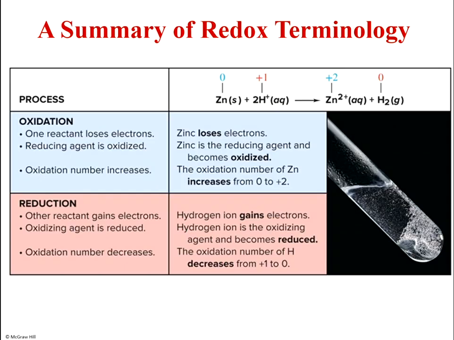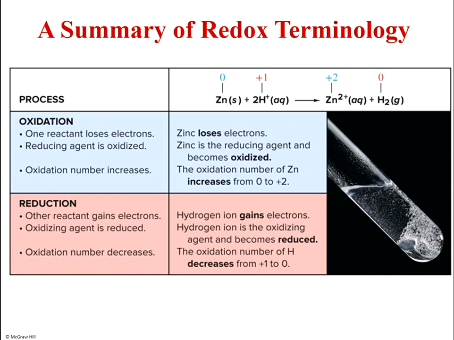So we're taking zinc metal and we're putting it in an acid, for example, hydrochloric acid. And when we do that, we find that the zinc dissolves and becomes zinc ion in the aqueous solution, and hydrogen gas is released. For our oxidation process, we know that one reactant is losing electrons, and in this case, that's zinc. Zinc is losing 2 electrons. The reducing agent is oxidized. Zinc here is the reducing agent, and it is oxidized from the 0 to the +2 state. So its oxidation number is increasing.